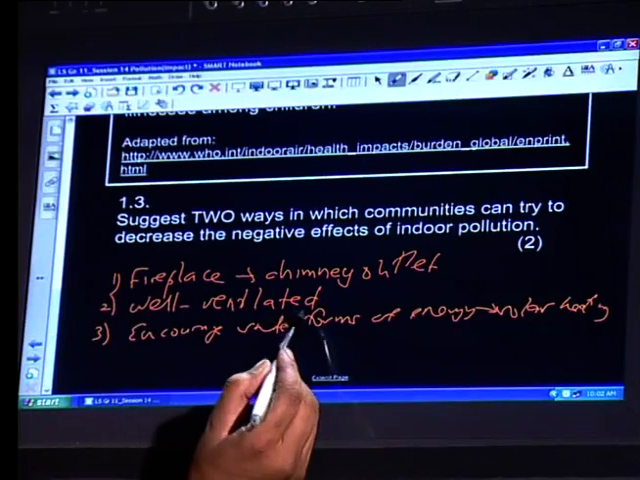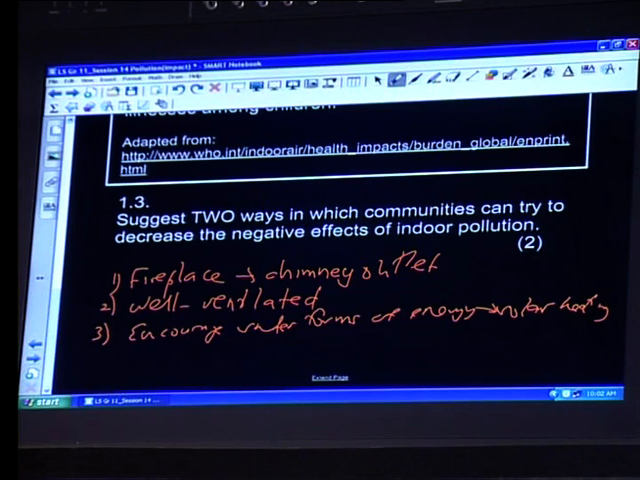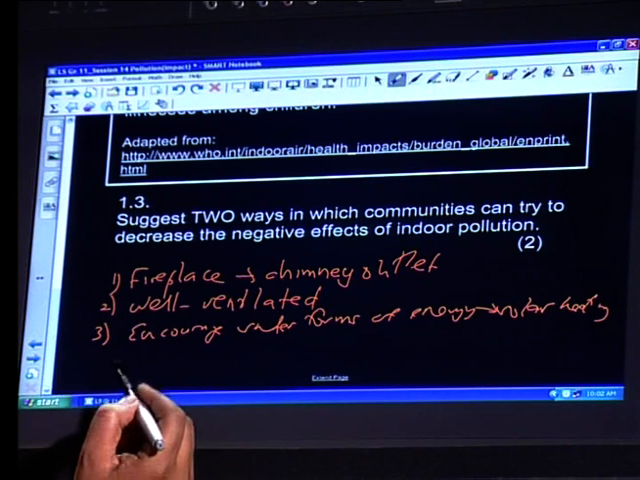So the best 2 solutions for the communities to reduce indoor pollution will be: the area must be well ventilated. If there's a fireplace, ensure that there's a chimney outlet for gases and smoke, and you encourage safer forms of energy, for example, wind energy and solar energy. Right.